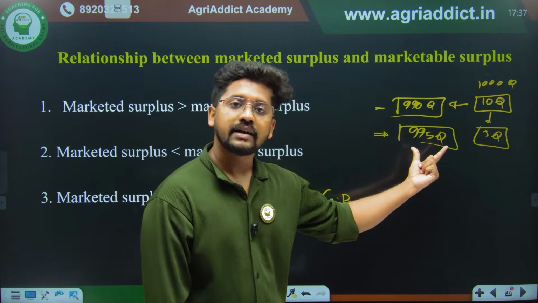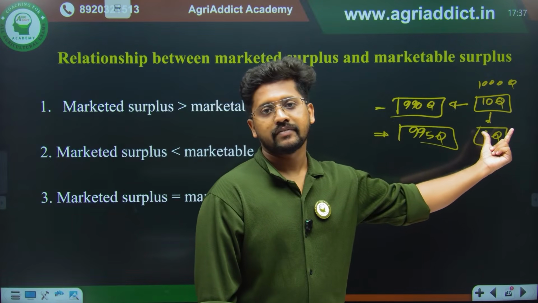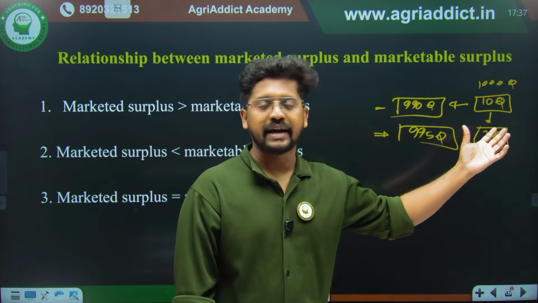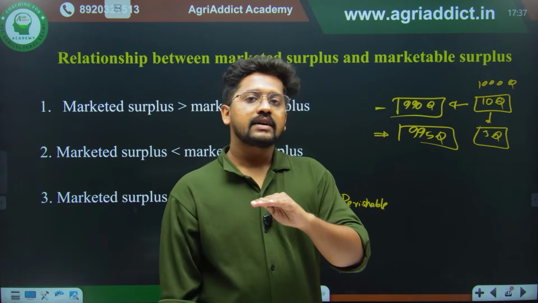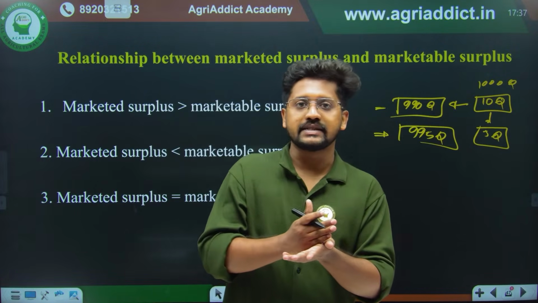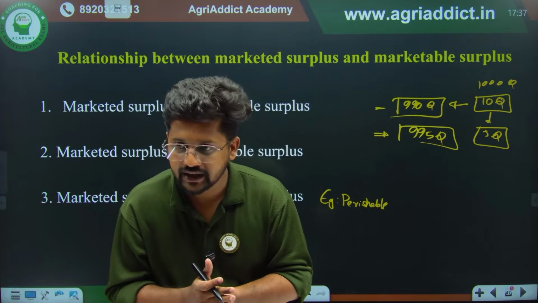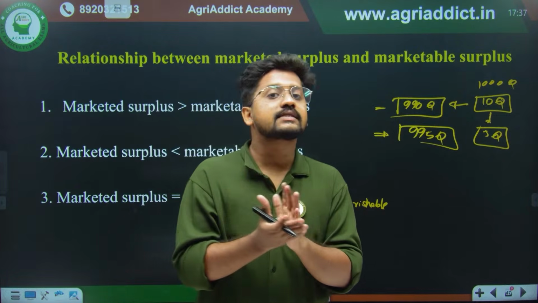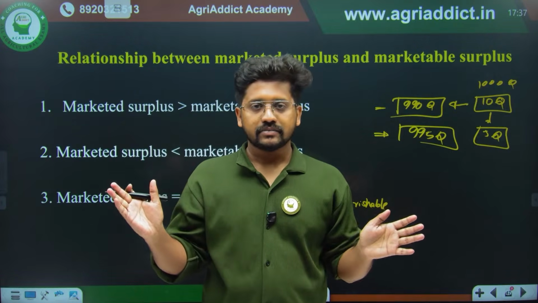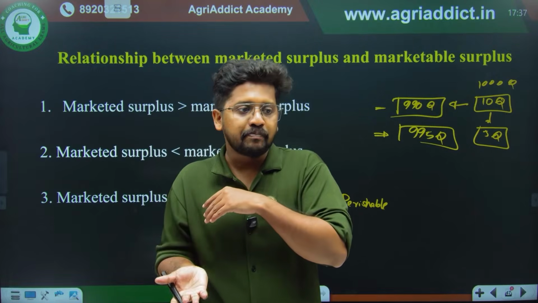When will this happen? When the farmer cuts down his consumption expenditure. This is a situation where the farmer has no way out. He will not even mind his consumption expenditure. He is cutting down his consumption expenditures, right? This is a distress sale, where marketed surplus is greater than marketable surplus. So what is this distress sale? Distress sale means the farmer is indebted like anything. The farmer has many payments to do.